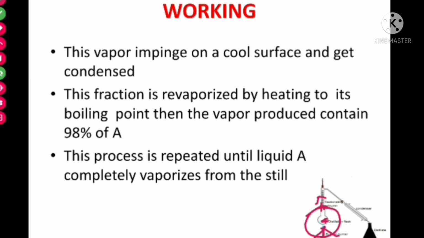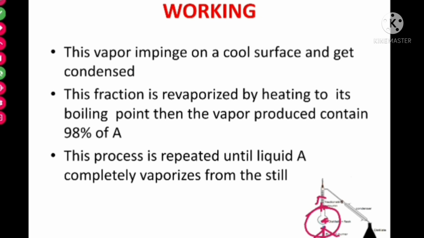From the still, more and more vapor will be produced again and again, and that vapor again enters into our fractionating column. In the fractionating column, ascending and descending vapors come into contact with each other, and at that time mass transfer occurs. This mass transfer is responsible for the separation of the components. The ascending vapor from the still, during its journey, picks up more volatile components from the descending vapor.